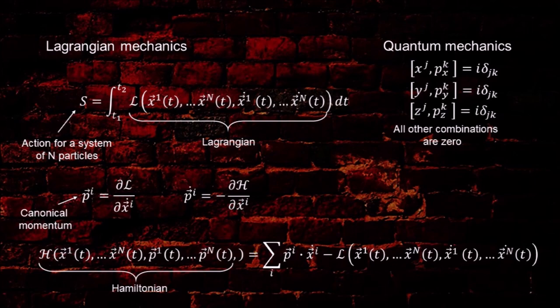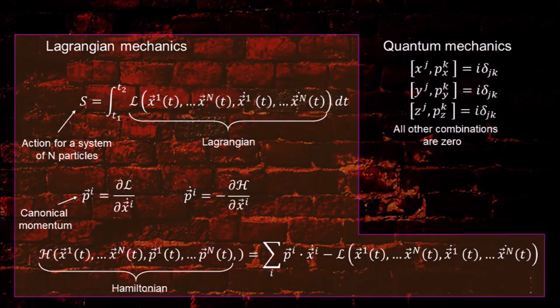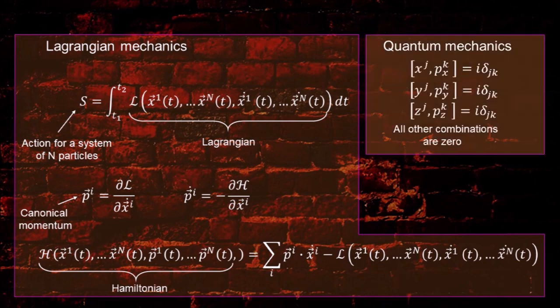Notice that in going from classical to quantum, we did not change anything here. The way we derive a quantum system is exactly the same as for the classical system. Choose a Lagrangian and follow this procedure. But in addition to this, we need to impose these commutation rules.